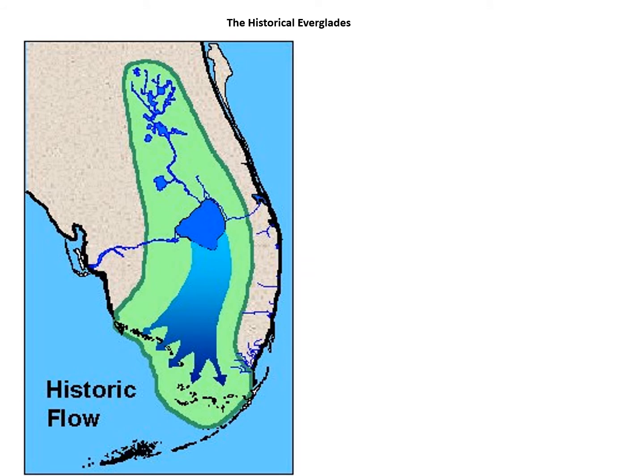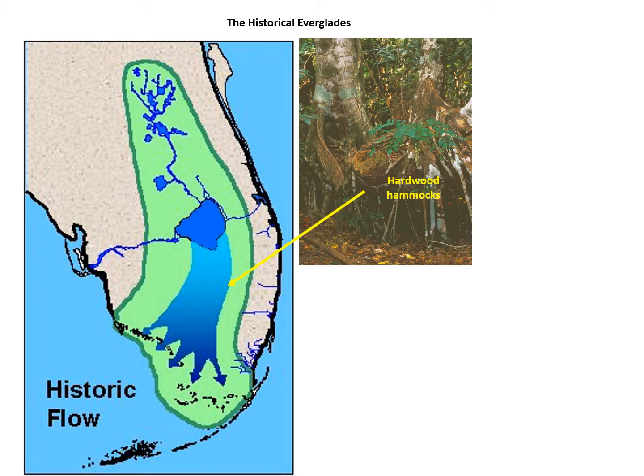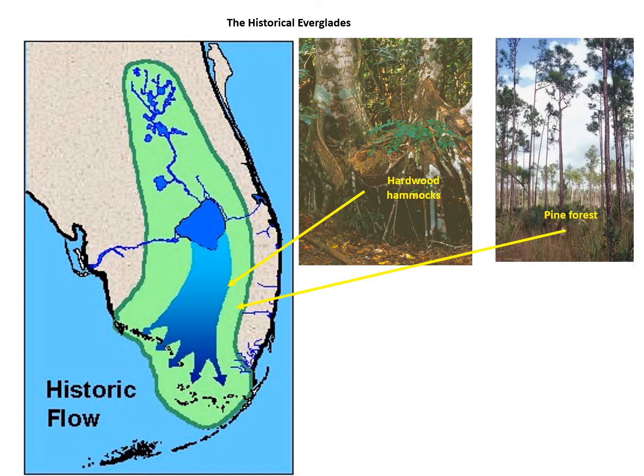So here's that historic flow that I've showed you before. Let's look at some different environments. Hardwood hammocks are areas that are really close to the edge of sawgrass plains, and here you see hardwood trees, oak trees, cypress trees, and there are areas that are rarely inundated with water, but they can be. And so you see a lot of the hardwood trees.